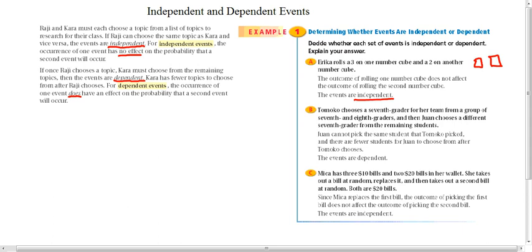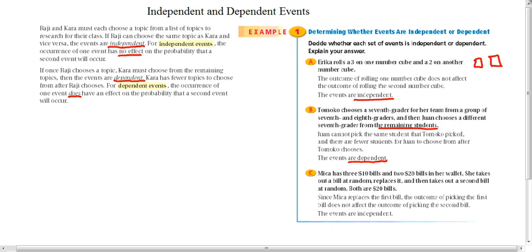Okay, so Tomoka chooses a 7th grader for her team from a group of 7th and 8th grade students, and then Juan chooses a different 7th grader from the remaining students. See the words, from the remaining students. So he cannot pick the same student, and there are fewer students remaining. So that means since he doesn't have the same choices as the first person, the events are dependent.